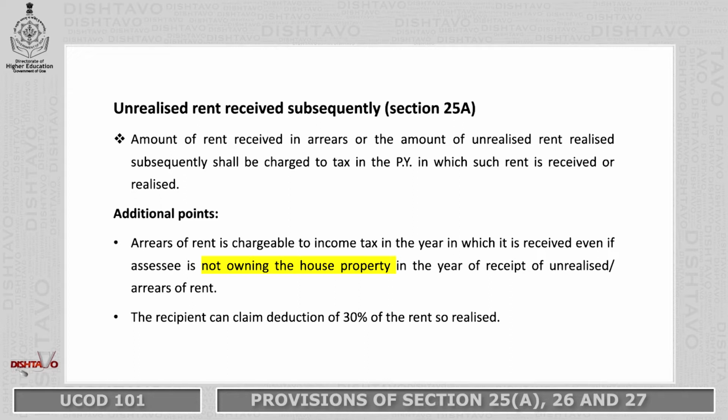And the recipient can claim deduction to the extent of 30% of the rent realized. No other deduction is allowed. It may so happen that to recover the unrealized rent, you may spend more amount or you may not spend any amount. Irrespective of what you spend, you get a flat standard deduction of 30% from rent recovered. It is covered under section 25A.